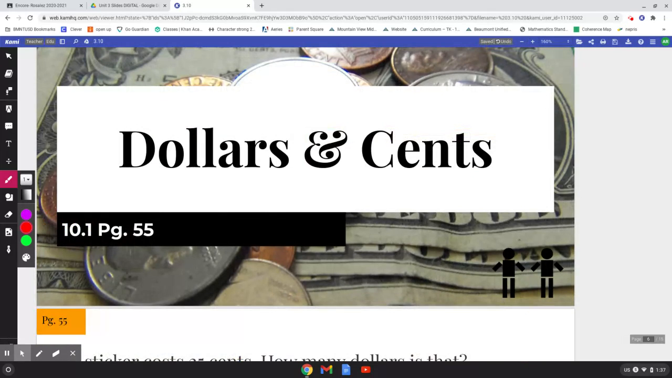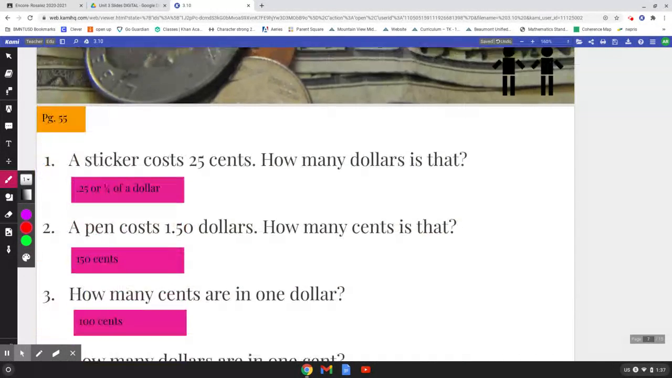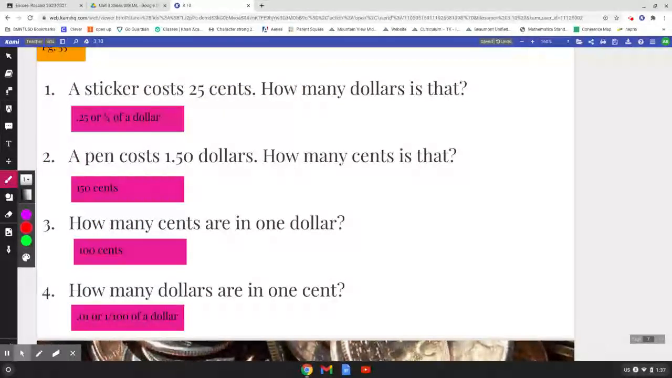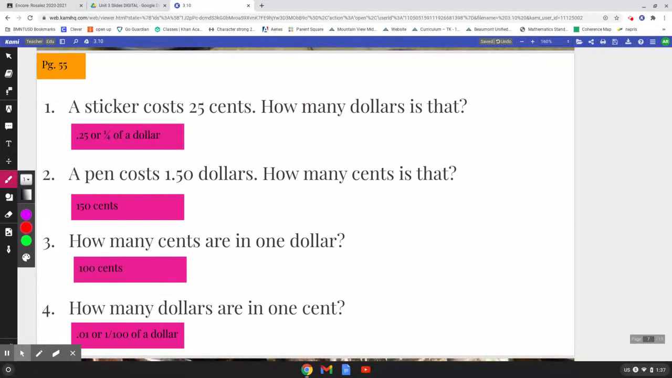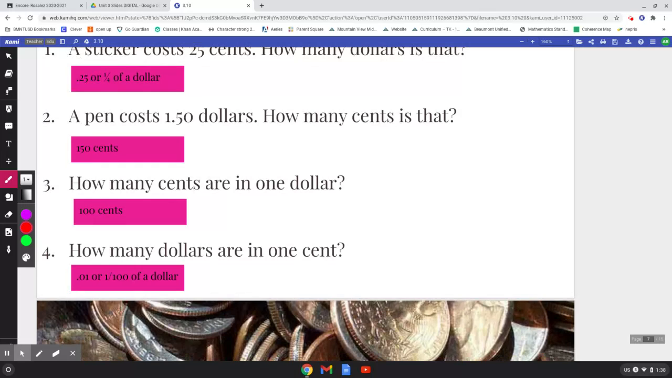So dollars and cents, you're on page 55 in your book. So it says a sticker costs 25 cents. How many dollars is that? So that is 0.25, or it's 1/4 of a dollar. So if you think of quarters, 4 quarters make $1. And then 1 quarter is 1/4 of a dollar. Okay, and then it tells you a pen costs $1 or $1.50, however you want to put it. How many cents is that? So that is 150 cents.